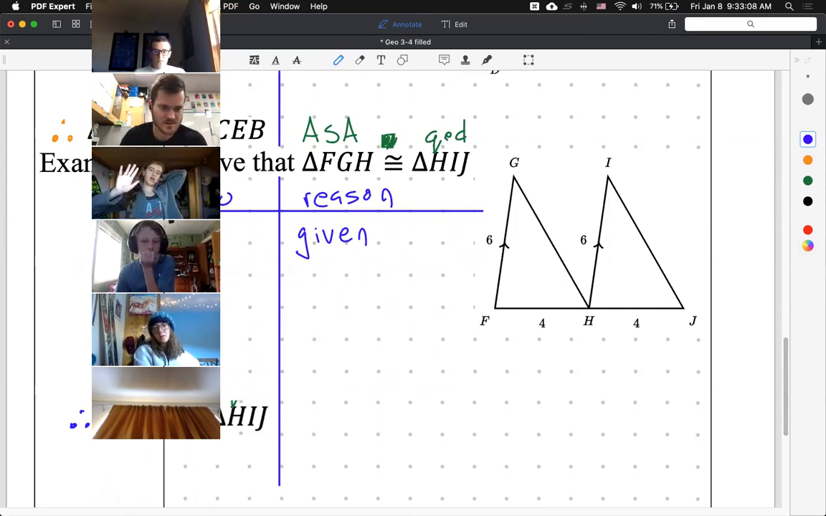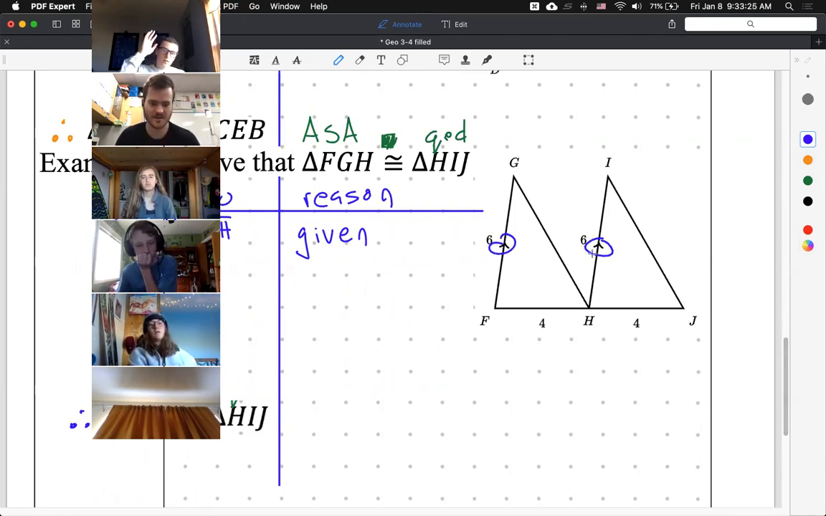So GF, that line segment is parallel to line segment. Which one did you say? I missed it. IH. IH. Perfect. You can see those little marks right here. Whenever you have arrows, that means that they're parallel. That is information that's given to you. Perfect. What else are we given?